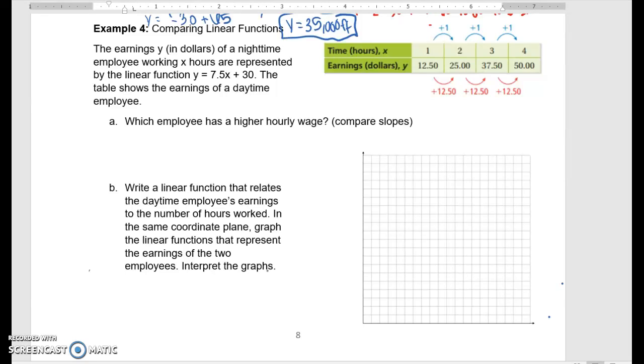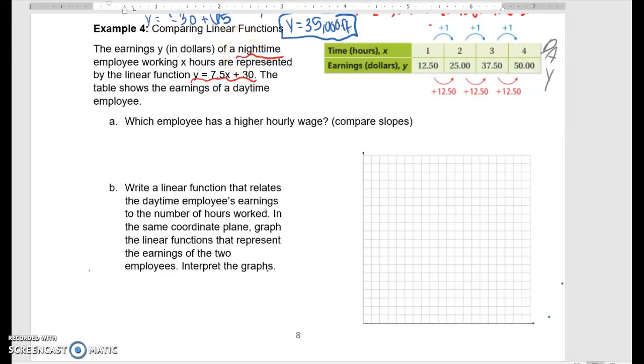Okay, we are going to be doing the second part, example 4. So the earnings Y in dollars of a nighttime employee working X hours are represented by the linear equation Y equals 7.5x plus 30. The table shows the earnings of the daytime employee. So right here, this is daytime. We'll put that right here. So this is a daytime employee, and that equation represents the nighttime employee.